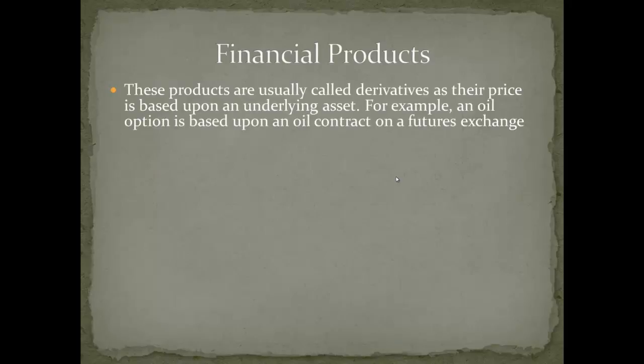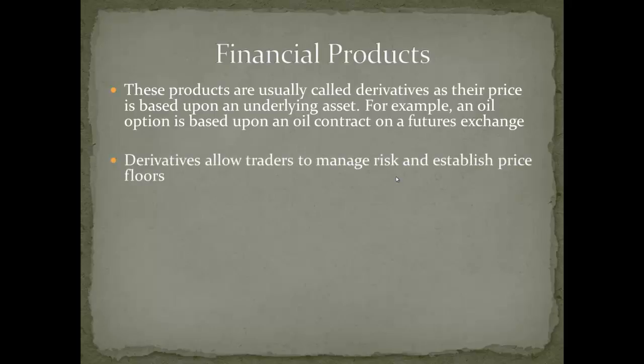So we usually call these financial products derivatives, owing to the fact that a derivative is based upon something, derived from something. So a financial derivative is basically a product that is derived from an underlying asset. For example, an oil option is based upon an oil contract on a futures exchange. You can either buy oil directly off a futures exchange, or you can purchase options that allow you to do something else. Derivatives allow traders, in a nutshell, to manage their risk and also to establish price floors.